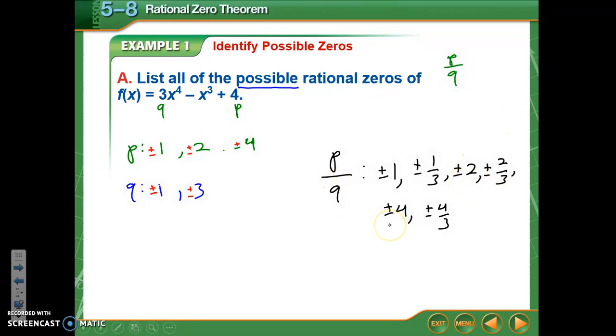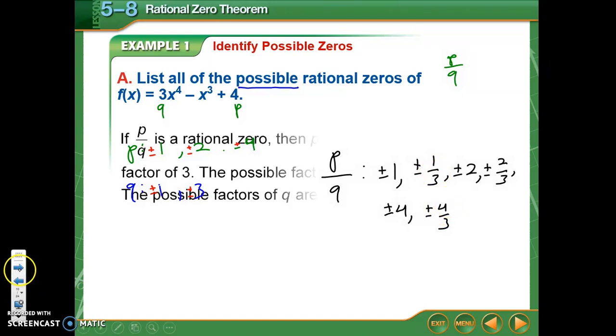What this does is narrow down the choices if we're going to try to find out what rational zeros this function has. It narrows down the choices. So here, I wouldn't try 3, because 3 isn't in this list. I would start with 1 and 2 and 4, and then move on to the fractions.